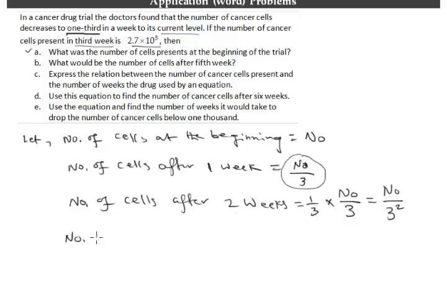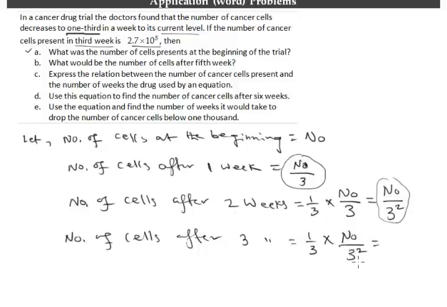Number of cells after 3 weeks. At the end of 2 weeks it is this, and in the third week the number of cells will reduce to 1/3. So it will be 1/3 of this value, which is N0 divided by 3 square, which is 3 times 3 square is 3 cube. So it will be N0 divided by 3 cube.